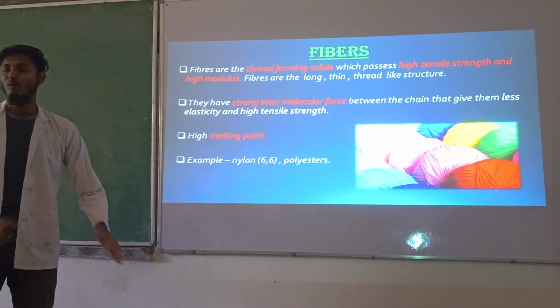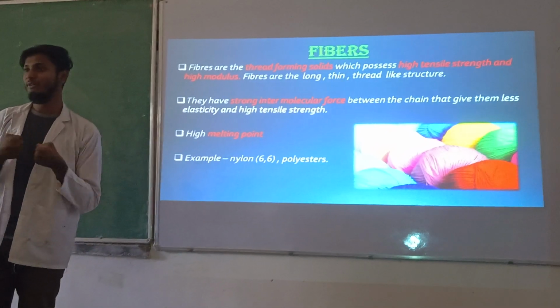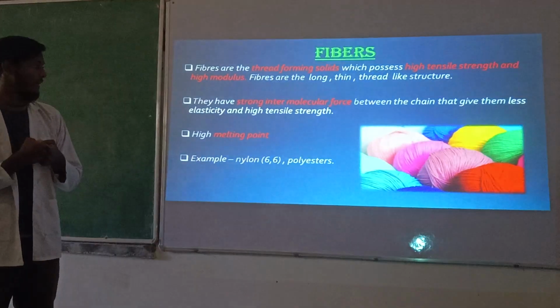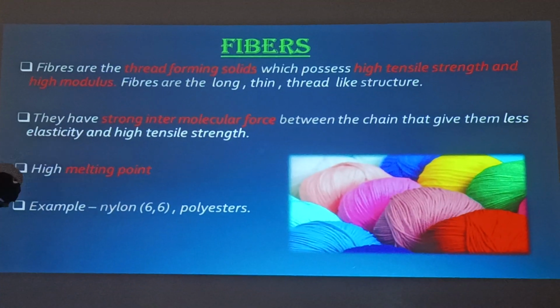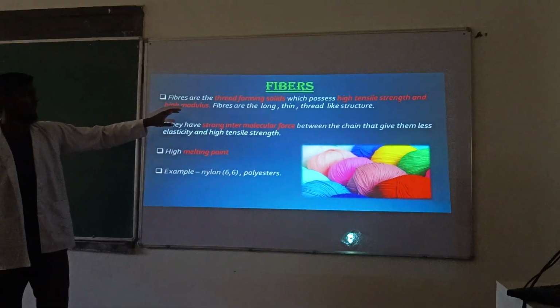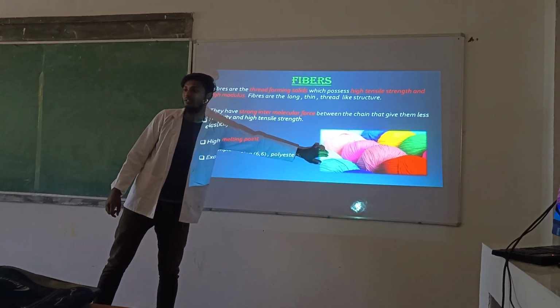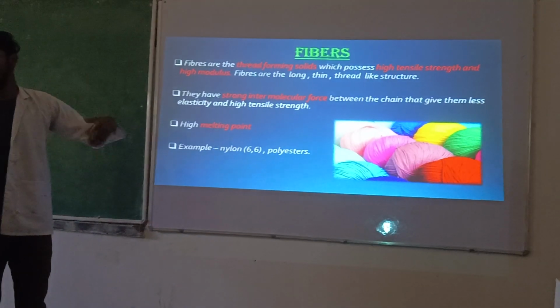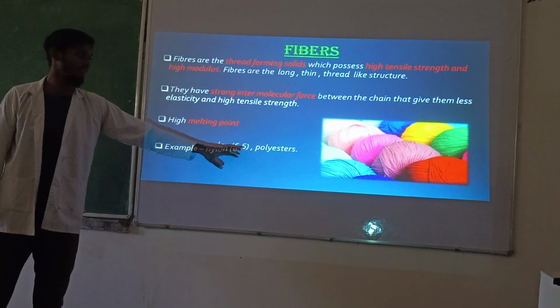Fibers. They have a high tensile strength. The intermolecular force of attraction between them is very strong, and they have a high melting point because of this strong intermolecular force of attraction. They have a high tensile strength, and they are long, thin, and thread-like in structure. We are all familiar with fibers, and we use them in our daily lives. Examples are nylon 6,6 and polyester.